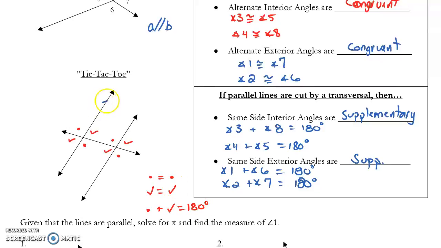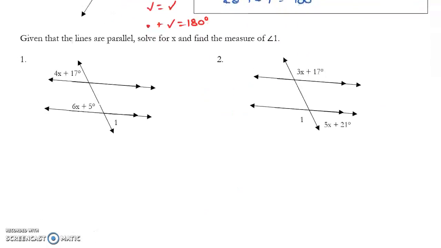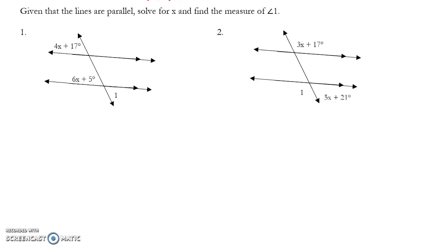Remember though, this only works if I'm given parallel lines. So I have to have parallel lines in order to make this determination. So, two examples. I can look at this and recognize that these angles are corresponding angles. My lines are parallel, corresponding angles are congruent. That means I set these angles equal to each other. That's the chain rule of logic. So 6x plus 5 equals 4x plus 17.